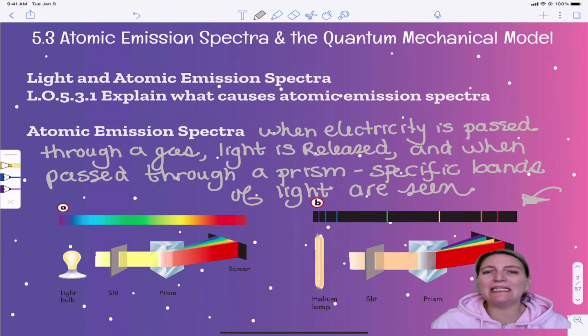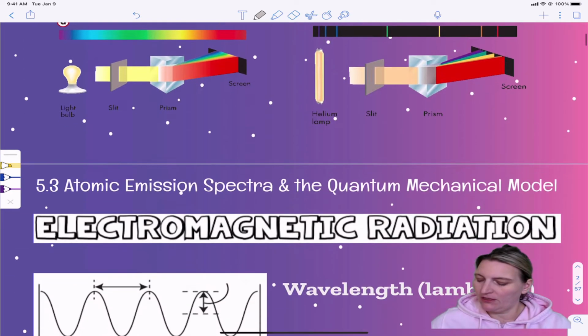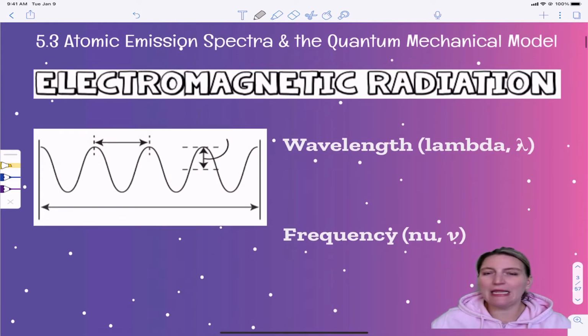So we're going to need to start talking about what exactly is light to understand how this picture on the right helped us to understand where electrons are in atoms. Light is the general term for something that we call electromagnetic radiation. Electromagnetic radiation is energy in the form of a wave.